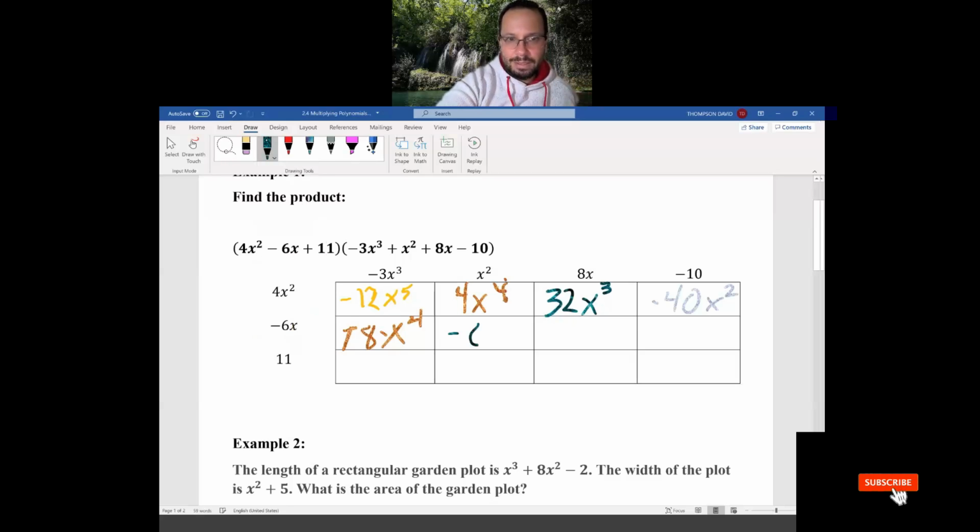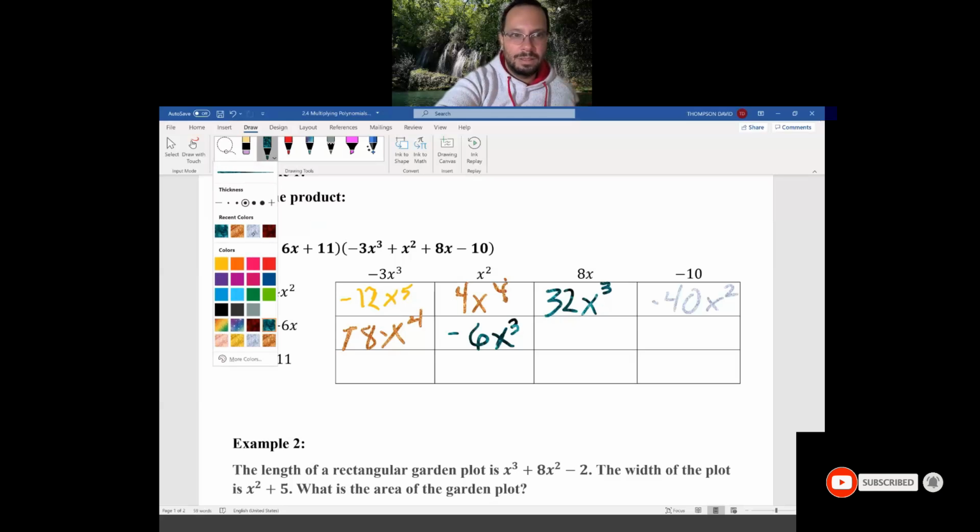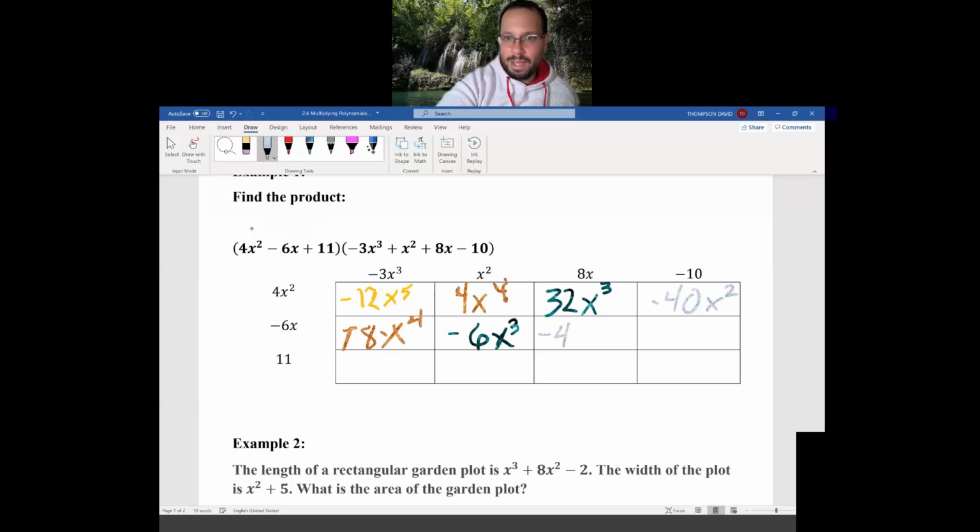We have negative 6x times 8x. That's going to give me negative 48x squared. Then negative 6 times negative 10. Let's switch colors. Let's do red. That's going to give me 60x.